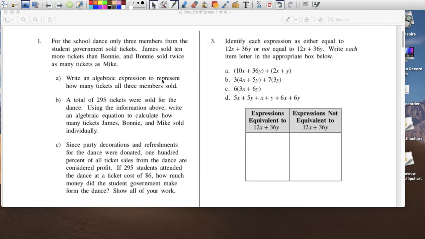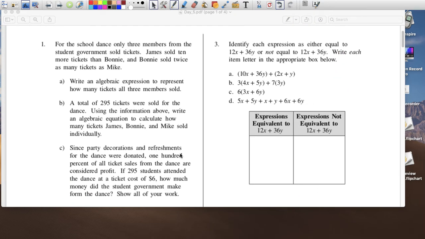Since party decorations and refreshments for the dance were donated, 100% of all ticket sales from the dance are considered profit. 295 students attended the dance at a ticket cost of $6. How much money does student government make from the dance? It's just 295 times 6. Unless I'm missing something, they made 1,770, because 295 tickets times $6 per ticket gives you this much.